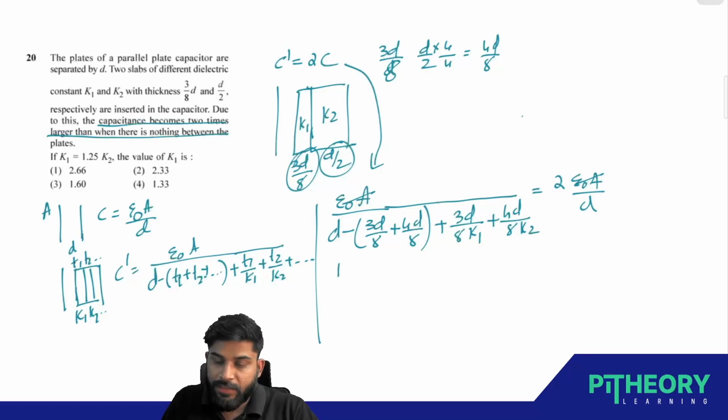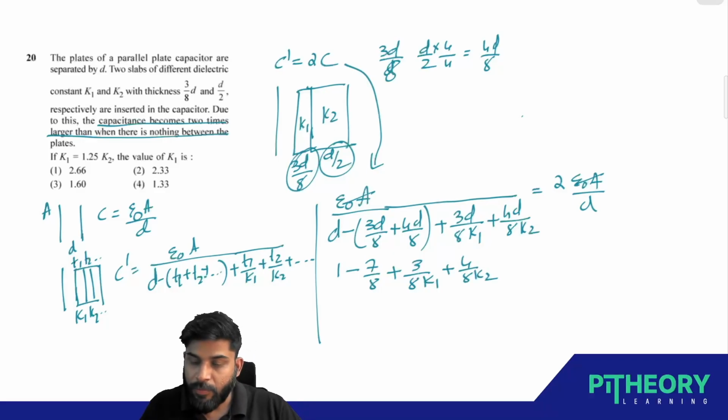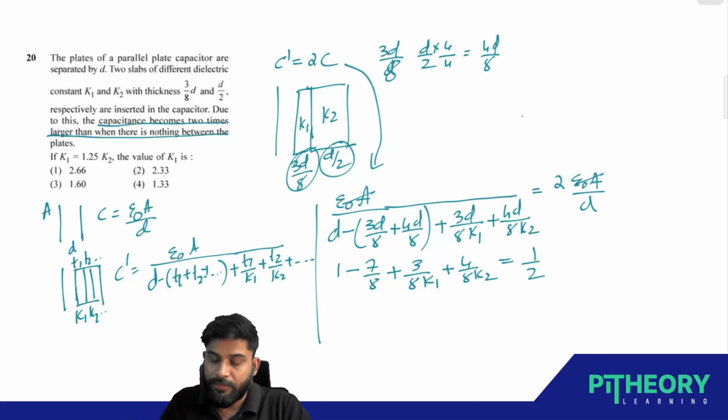So 1 minus, in the bracket terms, that will be coming like 3 plus 4, 7 by 8 will come, right? Plus reverse you are taking. D already got cancelled. So you'll be getting 3 by 8 K1 plus 4 by 8 K2, correct? 4 by 8 K2 is equal to 1 by 2 because we have taken inverse. So 1 minus 7 by 8 is nothing but 1 by 8.